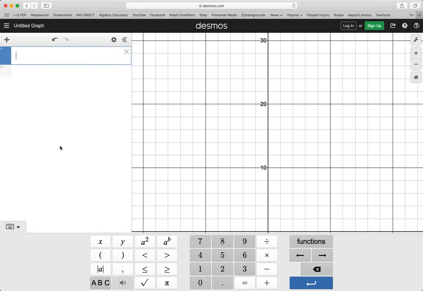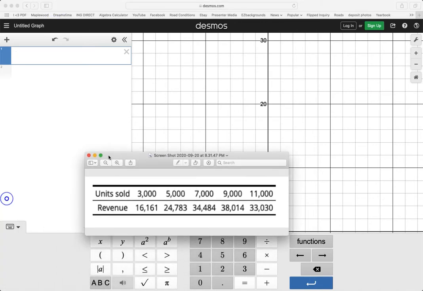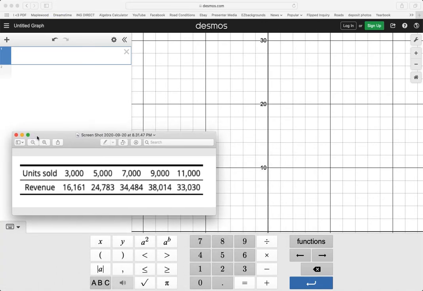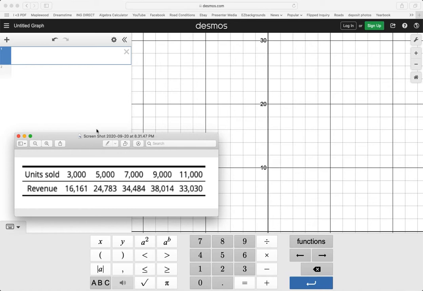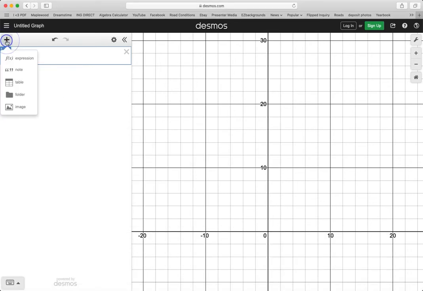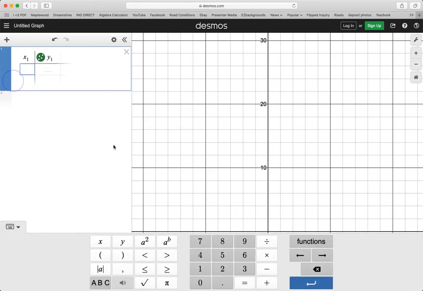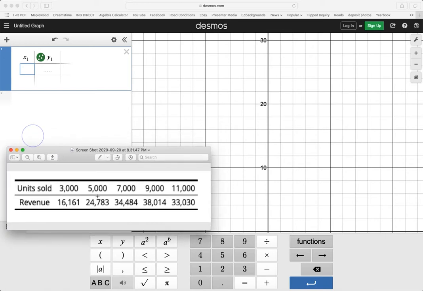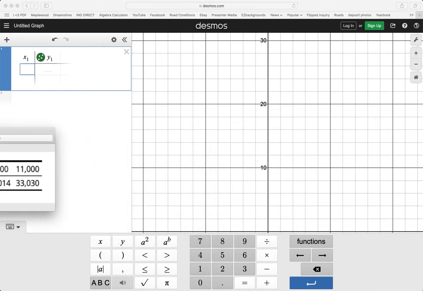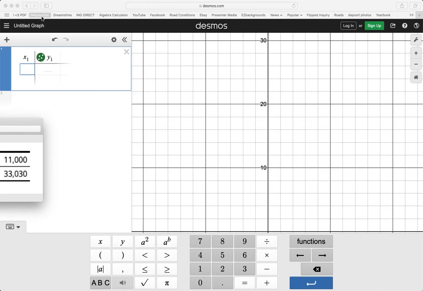Now we're going to graph a table of values. So I have a table of values here that I'm going to graph, and we need to put that into this table here. And I'm going to show you how to put that in. We're going to put the units sold in the first column and the revenue in the second column. So I'm going to move this over here where I can see it, but you won't be able to.